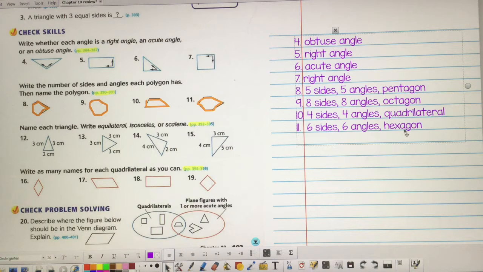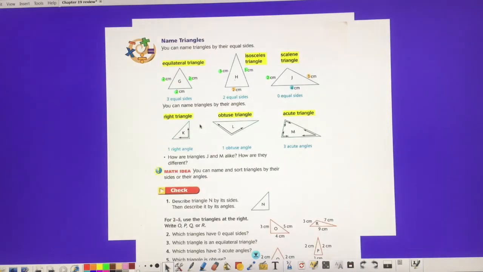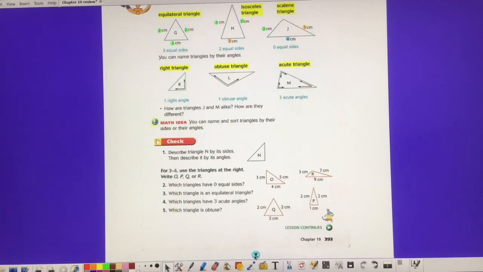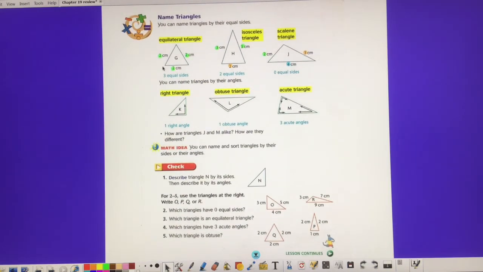Okay, now 12, 13, 14, 15, and 16 are talking about the sides of a triangle. So we have equilateral, isosceles, or scalene. So I'm going to go here and do a review and take a look at page 393 and take a look at what the definitions are again. So an equilateral has 3 equal sides. You can see I have green, green, green. They're all 2 centimeters. Then I have an isosceles triangle that only has 2 equal sides.